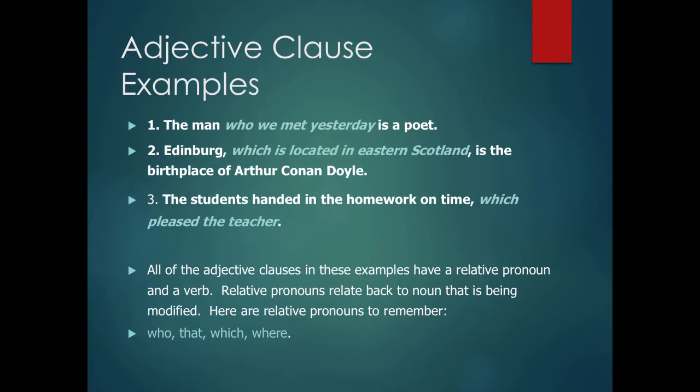And then number three, the students handed in the homework on time, which pleased the teacher. Here, which is the subject in the adjective clause, relates to the entire information in the complete sentence in number three. So all of the adjective clauses in these examples have a relative pronoun and a verb. And relative pronouns always refer back to a noun that is being modified, or, as we saw in number three, to an entire sentence. So you need to remember who, that, which, and where, and also whom, and we'll talk about that briefly.